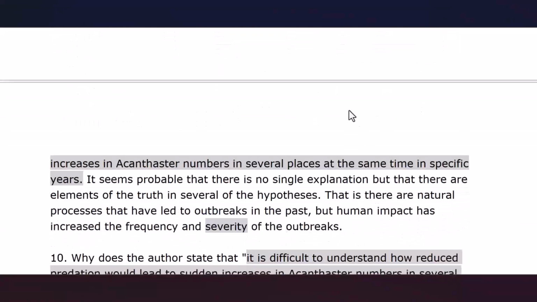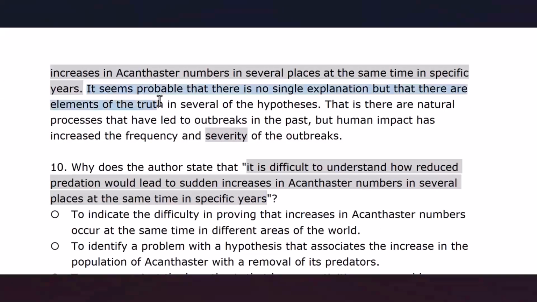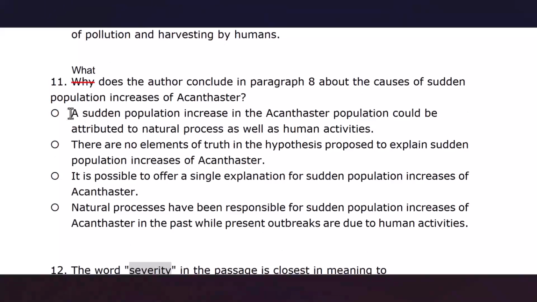Okay. In this part of the paragraph, we can gain relevant information. So this sentence says there are natural processes that have led to outbreaks in the past, but human impact has increased the frequency and severity of the outbreaks. So it seems both human activities and natural processes led to outbreaks in Acanthaster populations, and the role of human activities mostly goes to the frequency and severity of the outbreaks. So it seems this option can be in agreement with the information in paragraph 8.